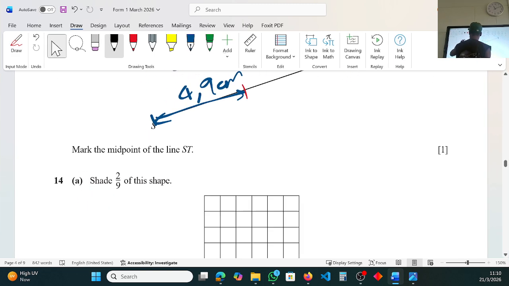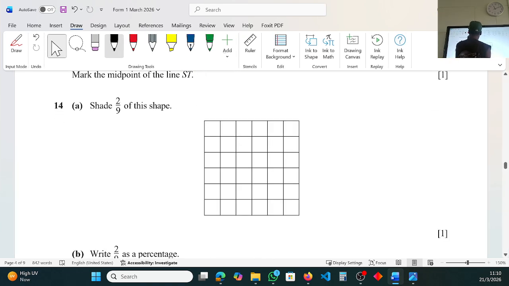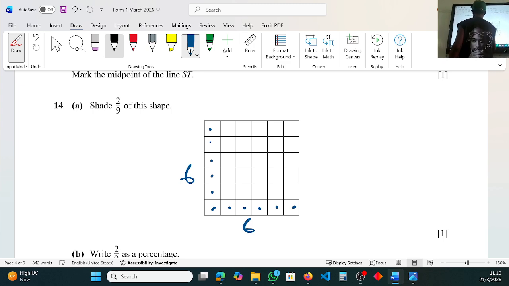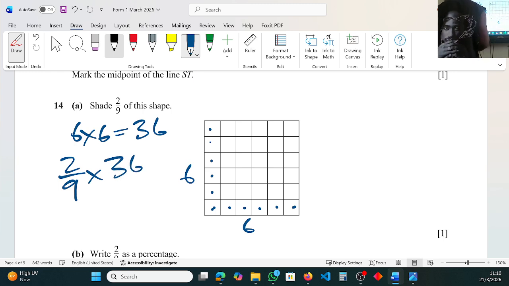Then moving on, we are required to shade 2 ninths of this shape. So in order for us to do it accurately, we need to do a calculation. Let's count how many squares we have. If I count vertically, it is 1, 2, 3, 4, 5, 6, so that's 6. Then horizontal is 1, 2, 3, 4, 5, 6, and that's 6 again. So it's a 6 by 6 square, which will result in 36 in total. So we're interested in finding 2 ninths of 36. It will tell us how many squares we need to shade.